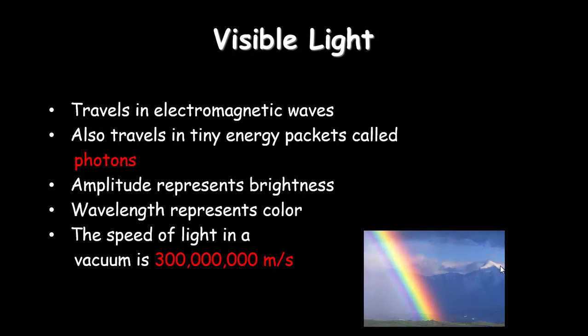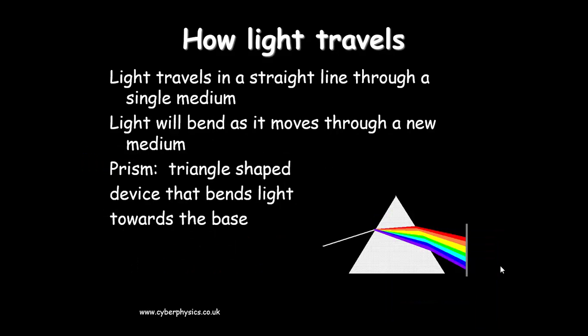The speed of light in a vacuum is 300 million meters per second. Now that's an awful lot faster than sound. Remember, sound is only 340 meters per second. The speed of light is 300 million meters per second, so it's almost a full 300 million meters per second faster than the speed of sound.